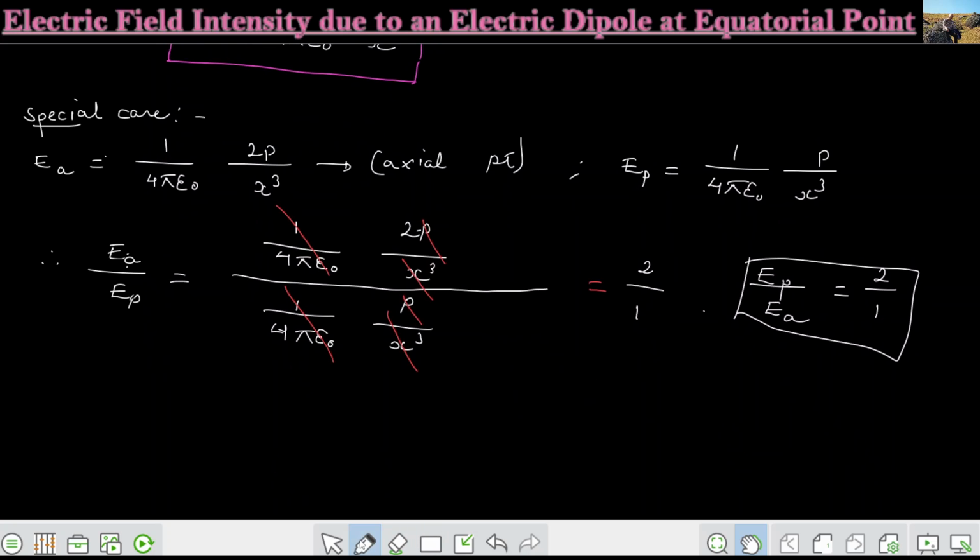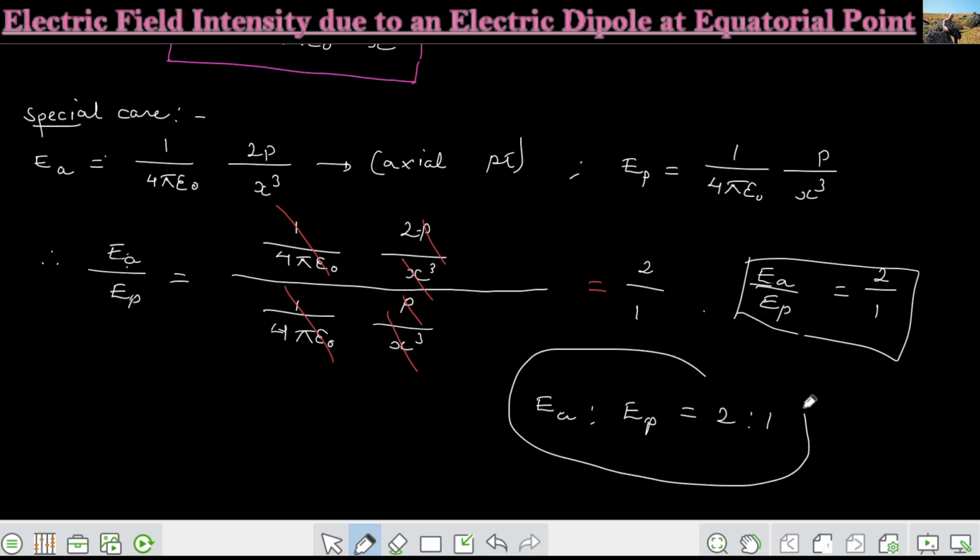Sorry, there's some mistake. This is EA by EP, or EA is to EP is 2 is to 1. This is one form.